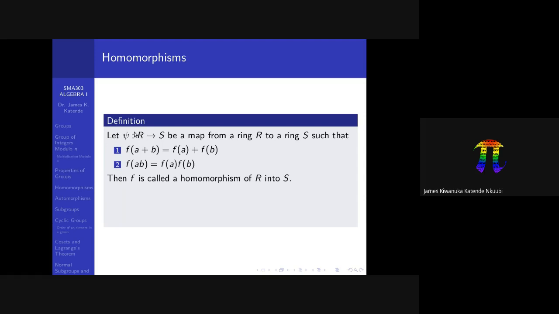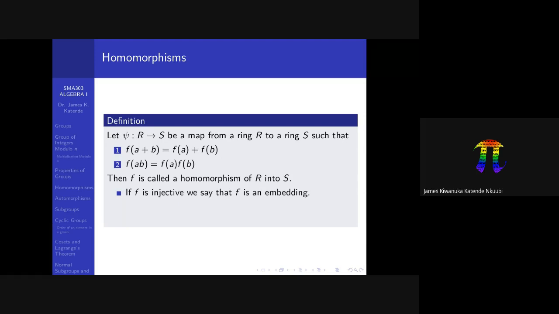It's possible for the addition in R to be different from the addition in S, and also the multiplication in R to be different from the multiplication in S. So what happens here is that this A plus B will be the addition in R, and on this end, F of A plus F of B would be the addition in S. The same is true for the multiplication. This AB here will be the multiplication in R, and F of A multiplied by F of B will be the multiplication in S.